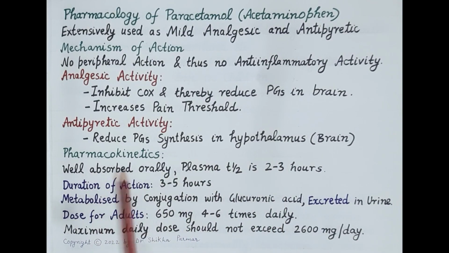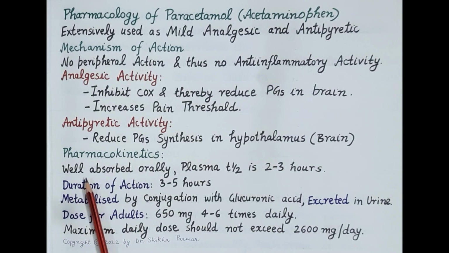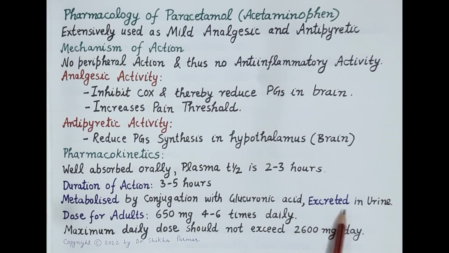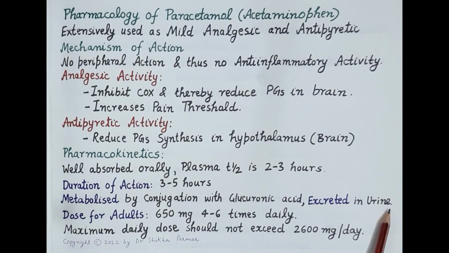Now let's understand the pharmacokinetics of paracetamol. Paracetamol or acetaminophen is well absorbed orally. Plasma half-life or T-half is 2 to 3 hours. Its duration of action is 3 to 5 hours. It is metabolized by conjugation. It conjugates with glucuronic acid and the metabolite formed is excreted rapidly in the urine.